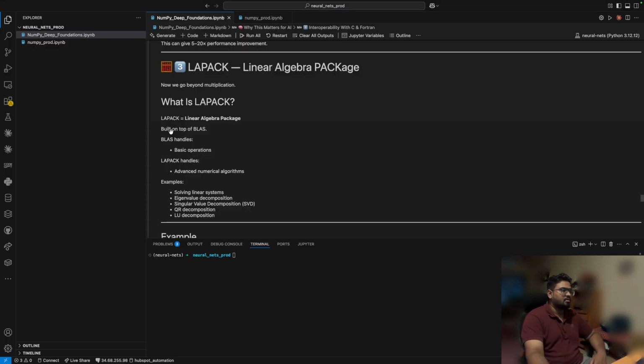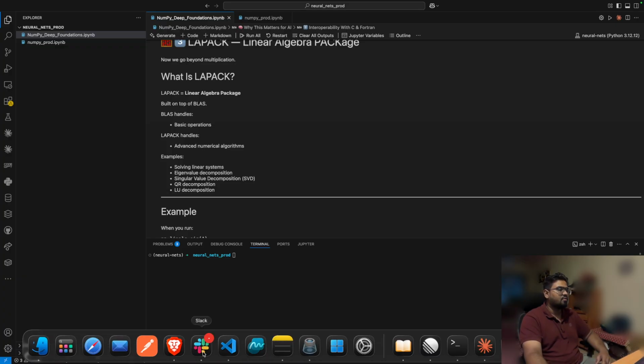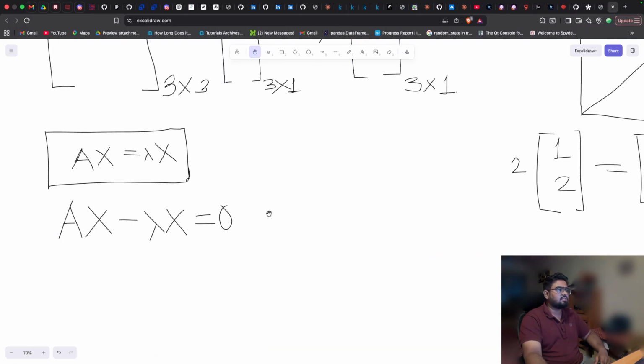So you can go through this built on top of BLAS. BLAS handles basic operations. LAPACK handles advanced numerical algorithms. So examples, solving linear equations. If you go into this, this comes out to be any kind of equation. Maybe it would be a quadratic equation, so you get 2 eigenvalues.